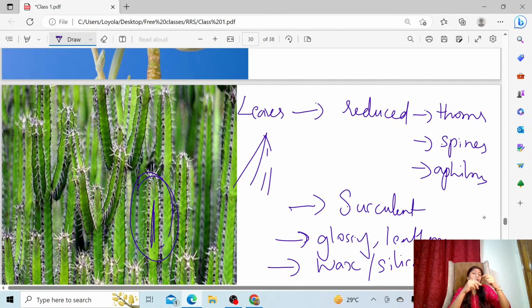Sometimes leaves also roll themselves during some peak hot period. When the sun is out, they will roll down so that they will reduce the area for evaporation. So rolling of leaves also can be noticed in some plants. So these are some of the adaptations which are shown in desert plants.